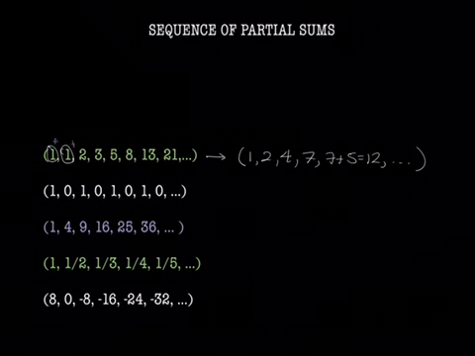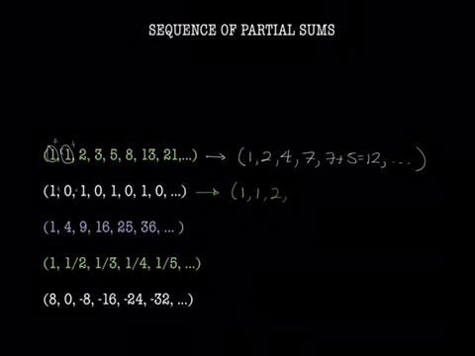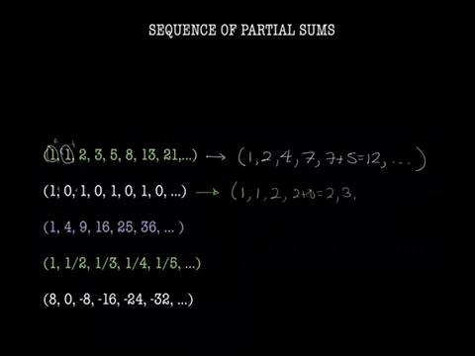Let's do one more example. Let's look at this sequence of alternating ones and zeros. So again, the first term in the sequence of partial sums is 1, and then the next one is 1 plus 0, well that's just 1. Then the third term in the sequence of partial sums is 1 plus 0 plus 1. That gives me 2. And you can start to see the pattern here.